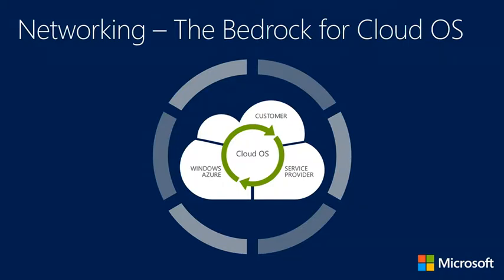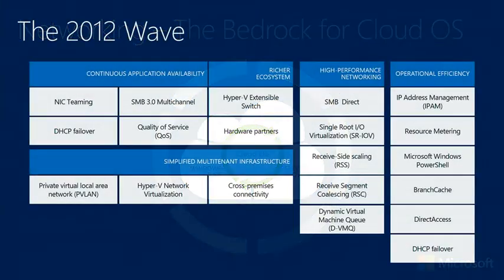Now, when we talk about networking, it really is lighting up a lot of this stuff, whether it's in Windows Azure, whether it's on a customer premises, or whether it's in the service provider. Being able to light those two things up with networking is the core part of this. So it's really the bedrock for what we're talking about in the Cloud OS and what we're delivering there. And there's a lot of changes in that. But when you look at the 2012 wave, this is what we delivered in Server 2012.